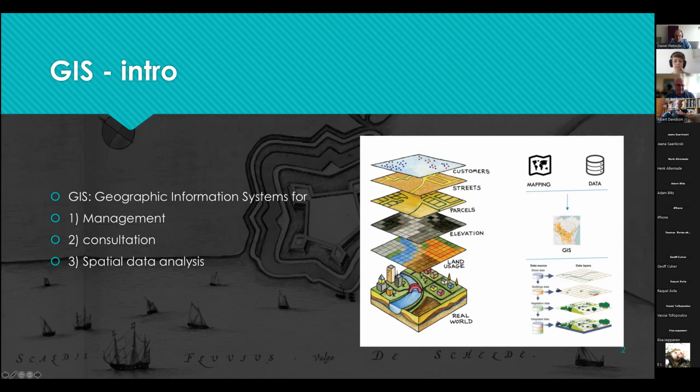For example, if you want to have your data available in a web browser, there are certain fees that you need to pay for that. But let's say the basic functionality is for free.